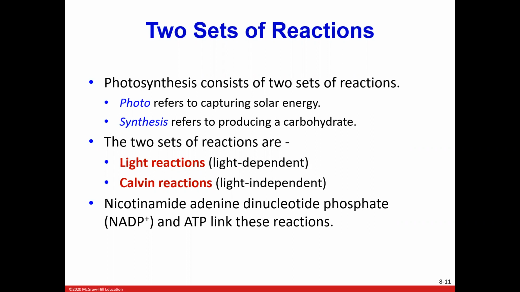All right, so why are we talking about this? Well, because I want to remind you that in the light reactions, there's an electron transport chain, okay? Remember that? Between the two photosystems, right? So there are two photosystems, photosystem 1 and photosystem 2.